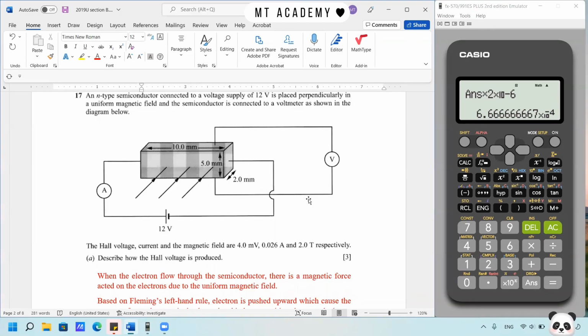So we move to the next question, 17. This question has been discussed in one of my videos, which is about the Hall voltage. So you can refer back to the video.